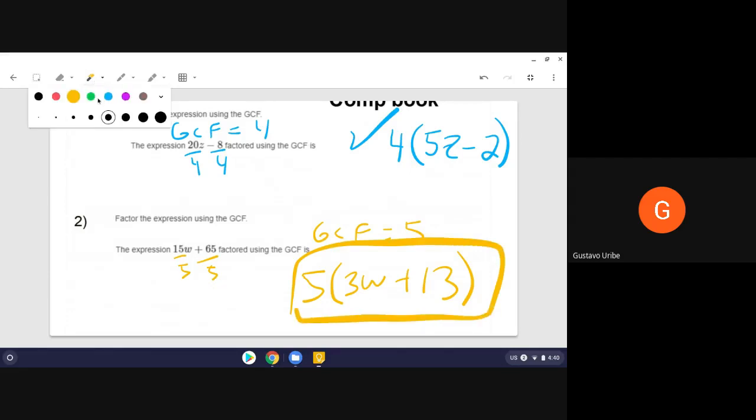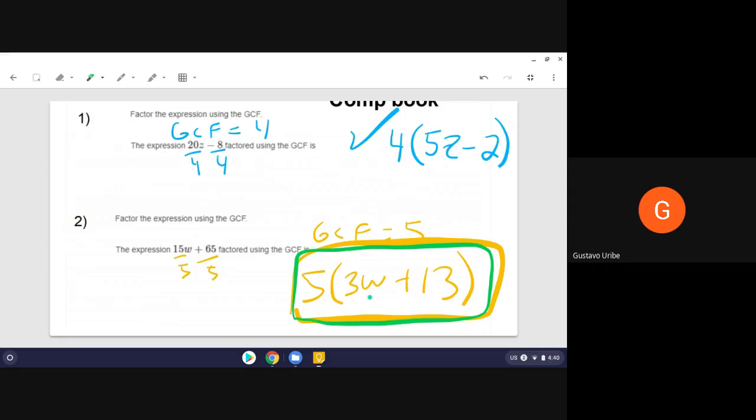You could always double check it by distributing. Remember, when we distribute, you take the number on the outside of the parentheses and multiply it by everything inside the parentheses. This is like you have one order, or you're wanting to buy this. So 3 wings plus 13 of something else. And you want 5 orders of that. So this is like if I took this 3W plus 13 and multiplied it out 5 times. 5 times 3 gives me 15, the W. So this checks out. And 5 times 13 does give me 65. So that checks out.